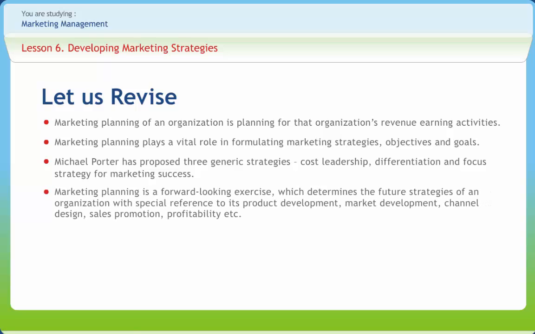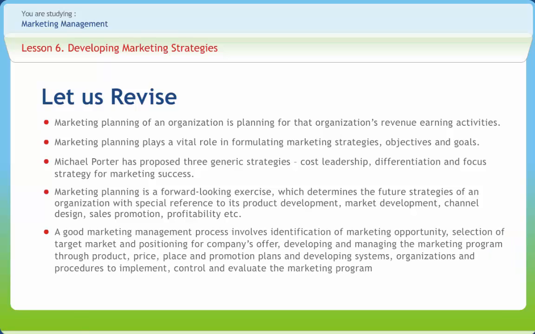Marketing planning is a forward-looking exercise which determines the future strategies of an organization with special reference to its product development, market development, channel design, sales promotion, profitability, etc. A good marketing management process involves identification of marketing opportunity, selection of target market and positioning for company's offer, developing and managing the marketing program through product, price, place and promotion plans, and developing systems, organizations and procedures to implement, control and evaluate the marketing program.